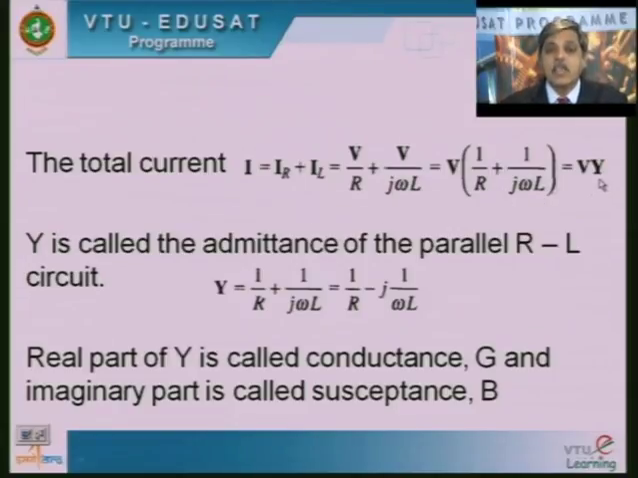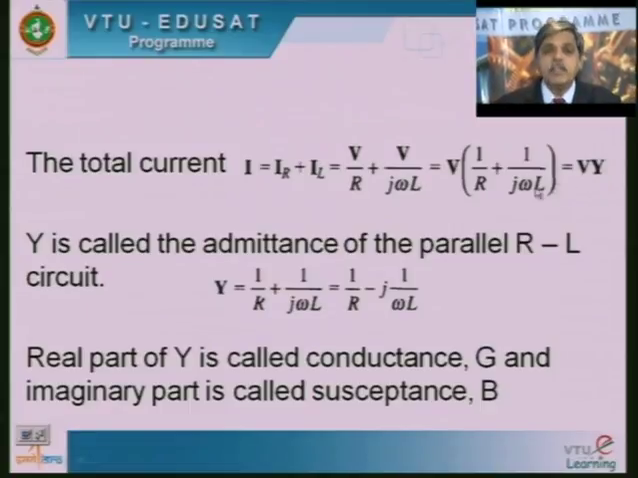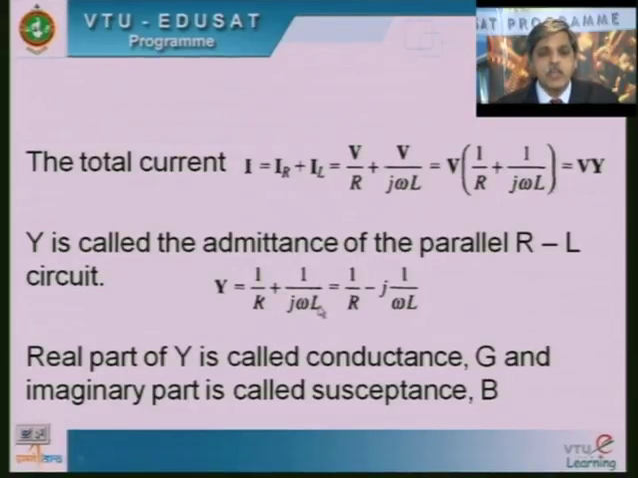Y represents the admittance of the circuit. Admittance is the combined effect of resistance and inductive reactance. It is the reciprocal of the impedance we can also call. Admittance is the reciprocal of the impedance. In an RL circuit the admittance is given by 1 upon R plus 1 upon j omega L. This can also be written as 1 upon R minus j 1 upon omega L, that is taking this j to the numerator I need to change the sign here.